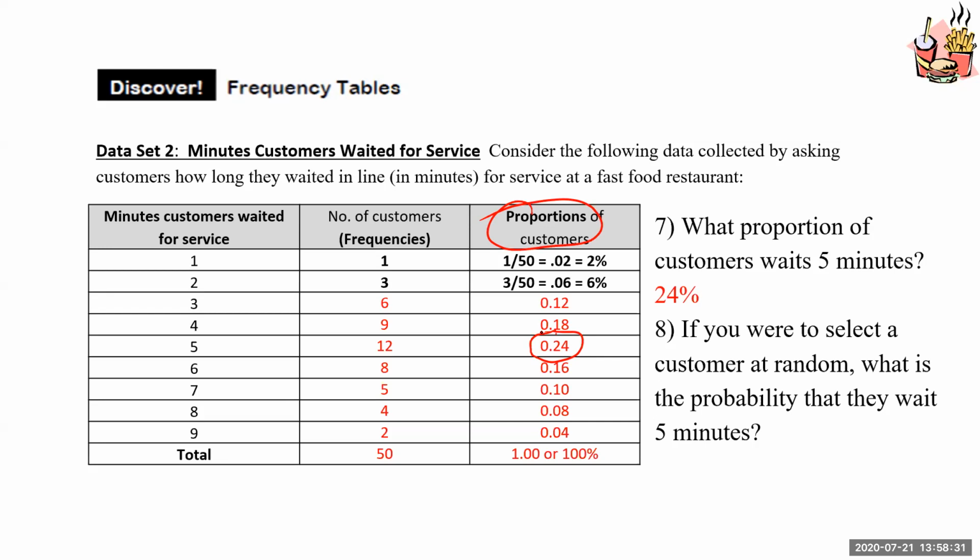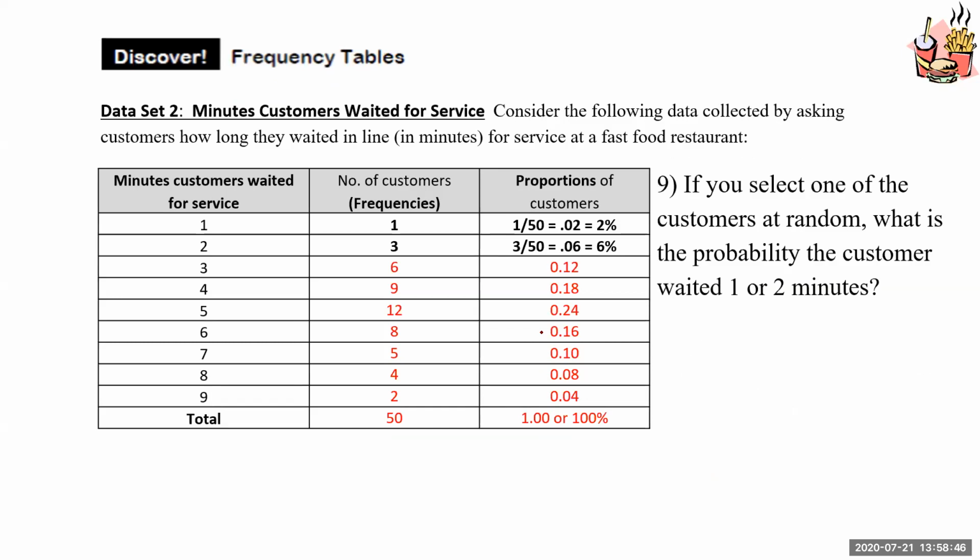The probability that the customers wait 5 minutes, 12 out of 50, and that is what, 24%. Okay, gradually we are getting into the conversation about probabilities. Very fun conversation. Now, if you select one of the customers at random, what is the probability the customer waited 1 or 2 minutes? So 1 or 2 minutes, the proportion. We are still looking at proportion.